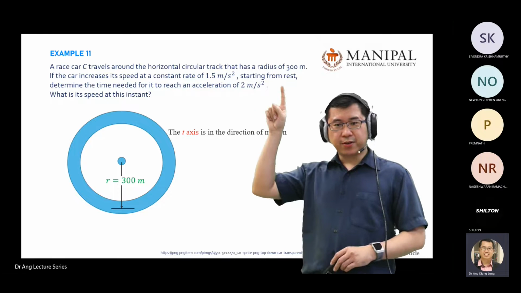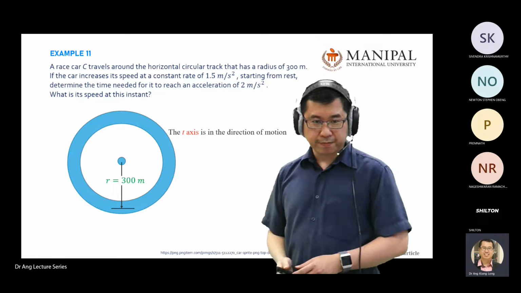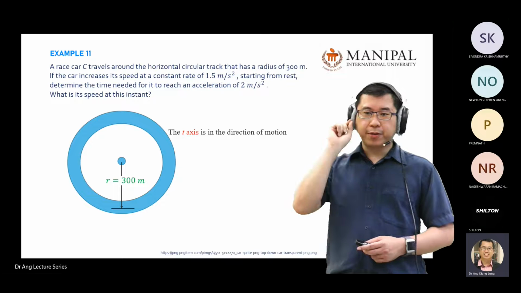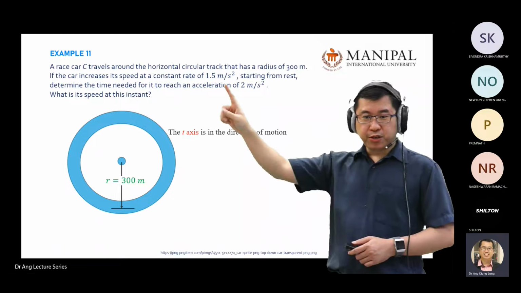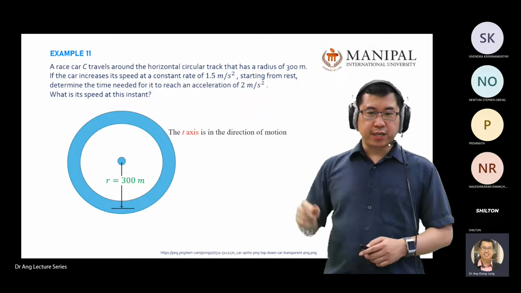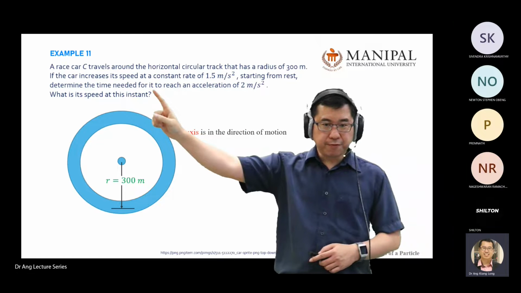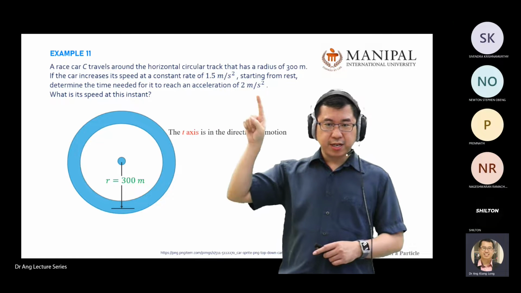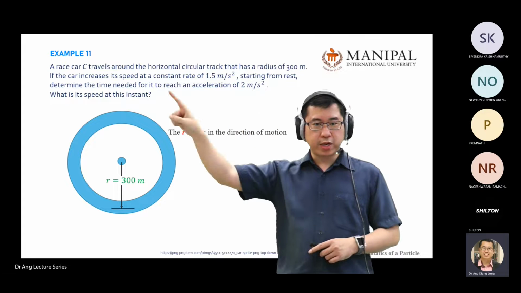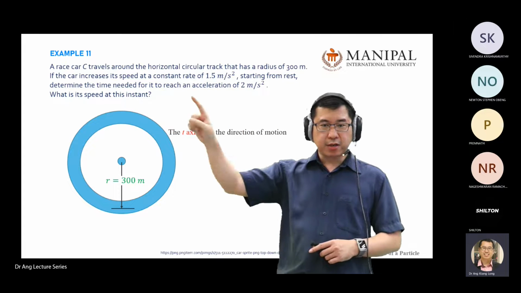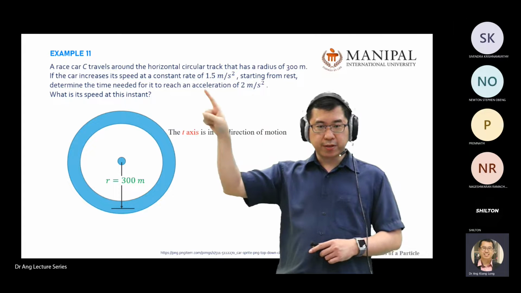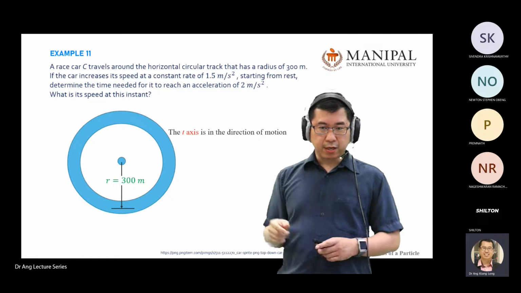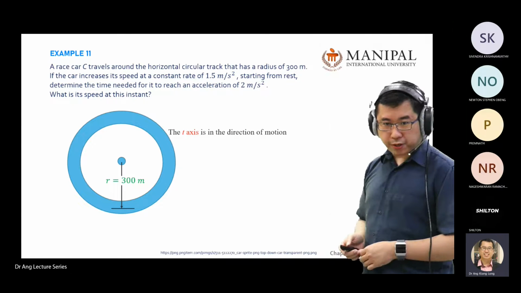Starting from rest, what do you understand about this statement? Zero, sir. Correct. So you have some information already: if you start from initial, your velocity equals 0, and you have acceleration of this magnitude. Determine the time needed for it to reach the acceleration of 2 meter per second square. This is your starting acceleration. What is the speed at that instant, meaning when the car reached 2 meter per second square acceleration? What is the velocity at that particular point? How do we solve this one?